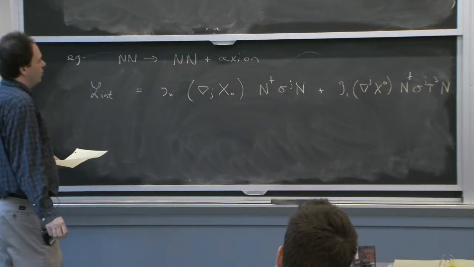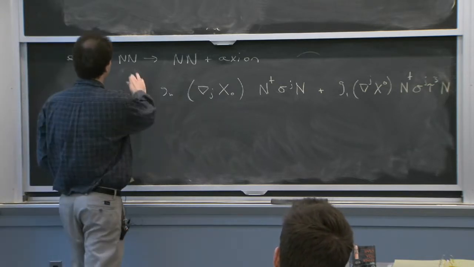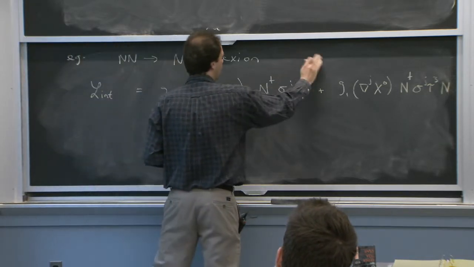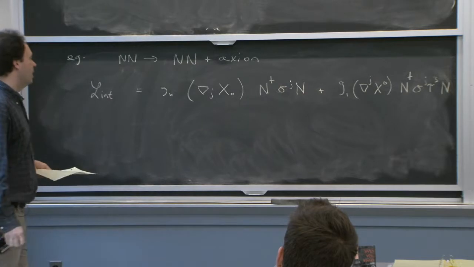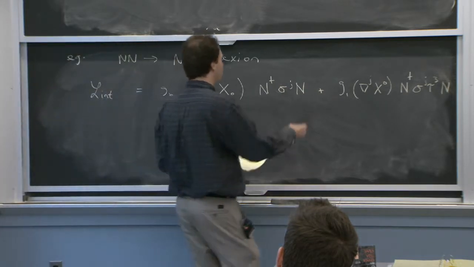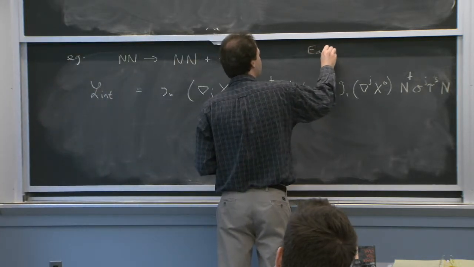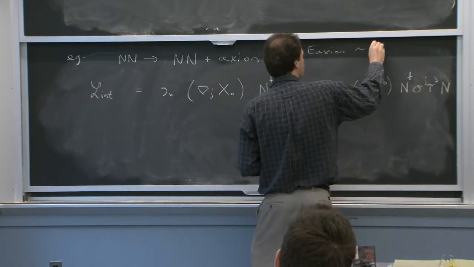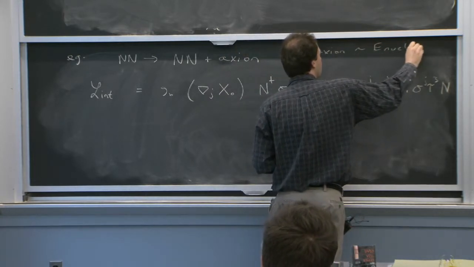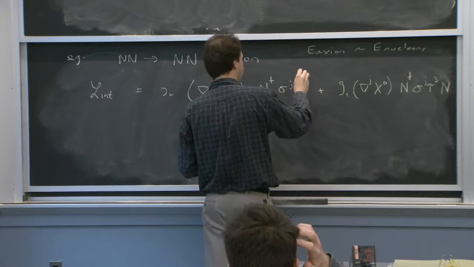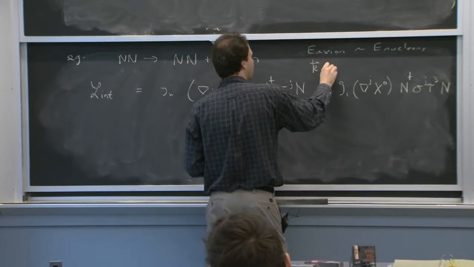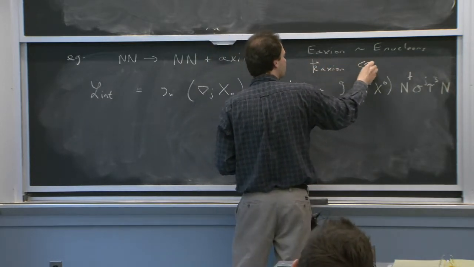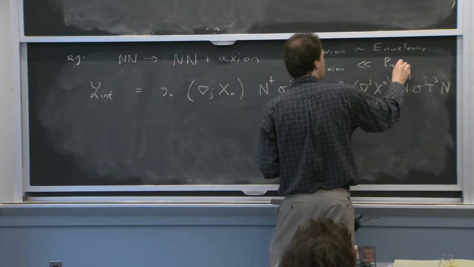And the thing that's actually important is if you're thinking about this kind of process, you have to decide kinematically what region you are looking at. If you're interested in bounds from the sun, you're interested in a situation where the energy of the axion is of order the energy of the nucleons, but the momentum of the axion is much less. So I'll call that k axion is much less than p nucleon.